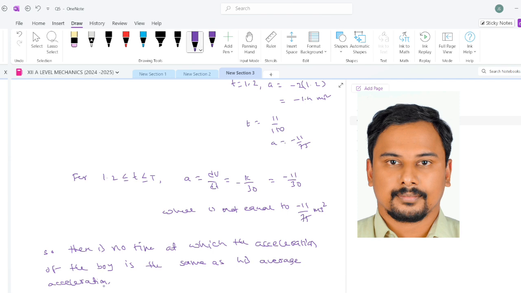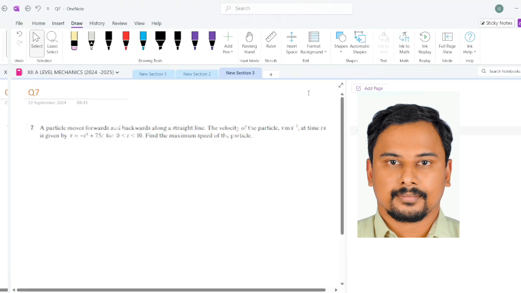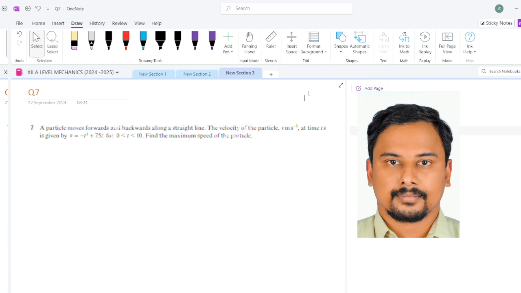Next, question 7. Now a particle moves forward or backward along a straight line. The velocity of the particle is v meter per second at time t seconds, and that velocity is given by minus t cube plus 75t for 0 less than t less than 10. Find the maximum speed of the particle.